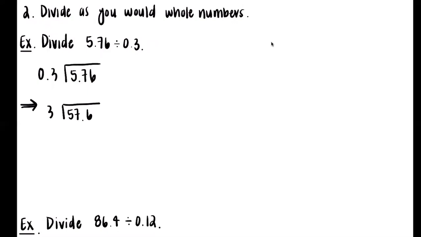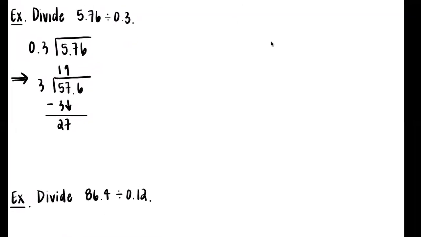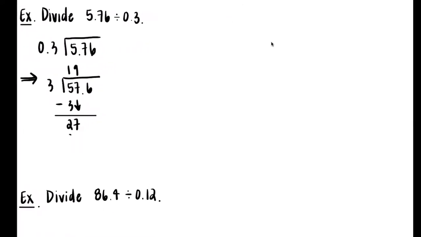How many times does 3 go into 5? 1 time. 3 times 1 gives a product of 3. Carry on with the subtraction. 5 minus 3 is a difference of 2. 3 does not go into 2, but lucky for us, we have a 7 to pull down and help us out. 3 goes into 27 9 times. 3 times 9 is also a product of 27.